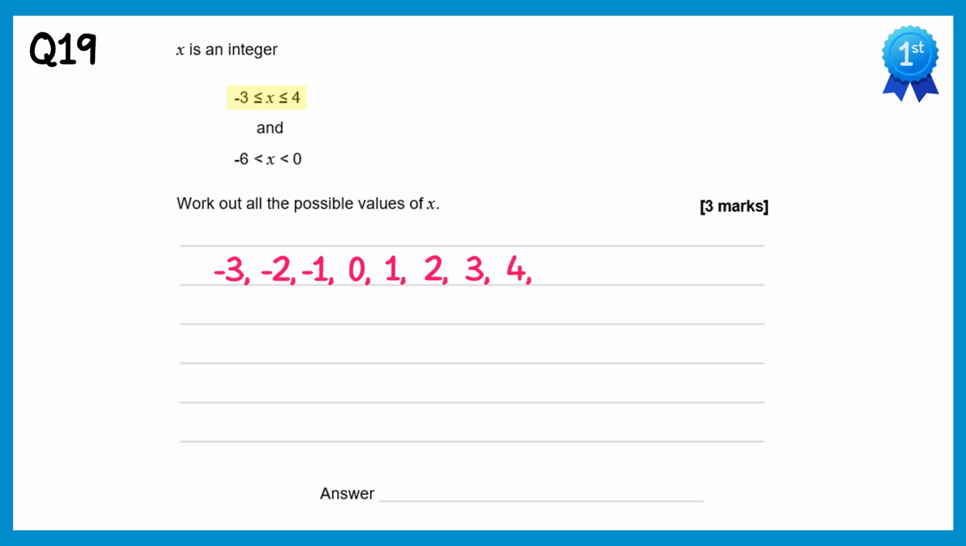For the next inequality it goes from -6 to 0, but this time we don't have the or equal to signs, so we can't actually have -6 and we can't actually have 0. So instead of starting at -6, we'll start at -5. Then -4, -3, -2, -1, and we can't include 0, remember. Now we need to select the numbers that work for both of these inequalities, and the numbers you can see that are in both lists are -3, -2, and -1. So that's the answer to the question.